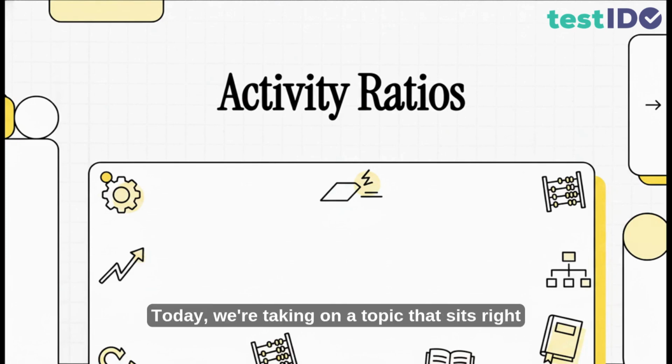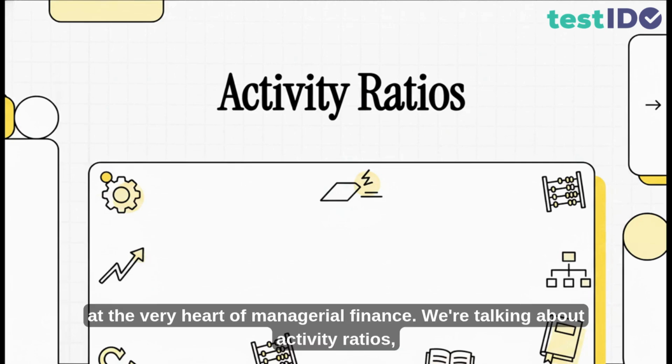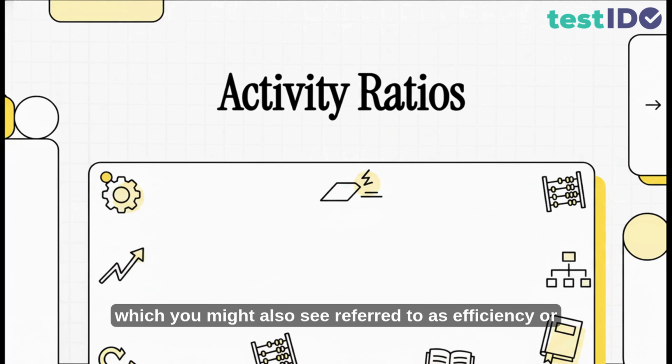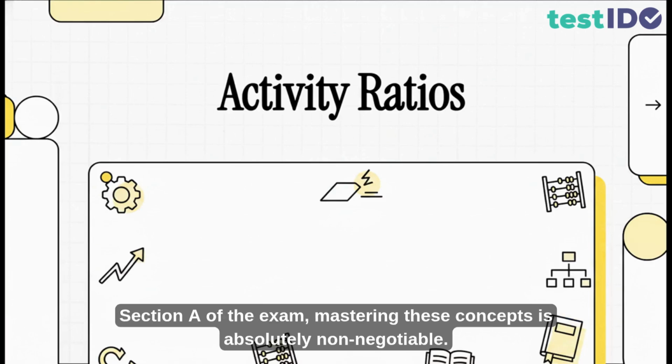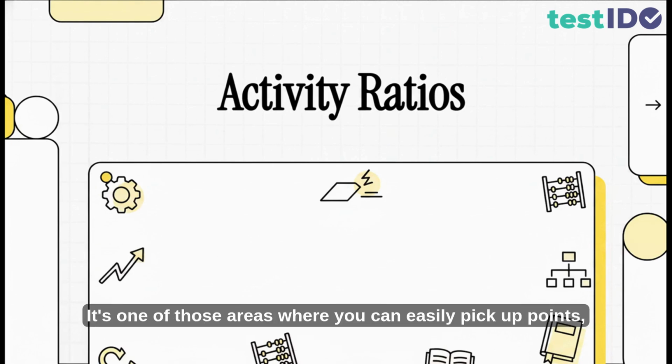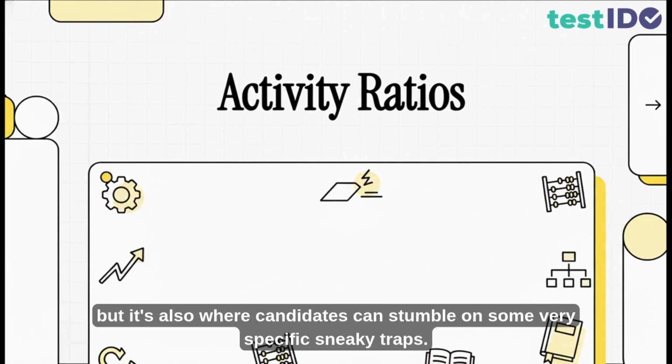Today, we're taking on a topic that sits right at the very heart of managerial finance. We're talking about activity ratios, which you might also see referred to as efficiency or asset turnover ratios. Listen, if you're prepping for Part 2, Section A of the exam, mastering these concepts is absolutely non-negotiable. It's one of those areas where you can easily pick up points, but it's also where candidates can stumble on some very specific sneaky traps.